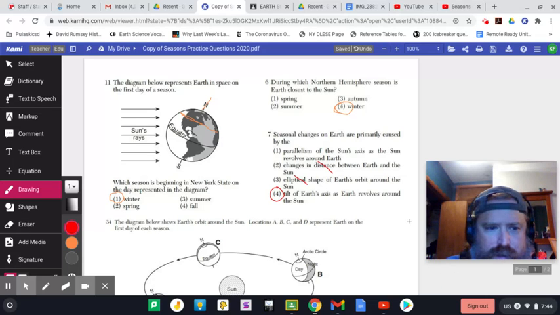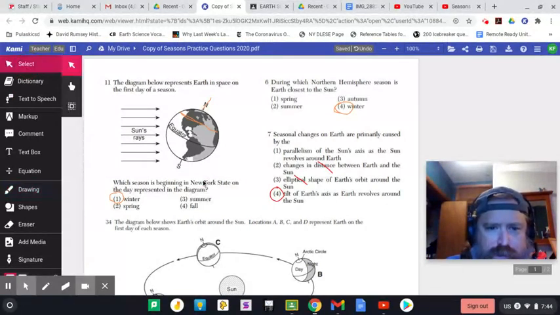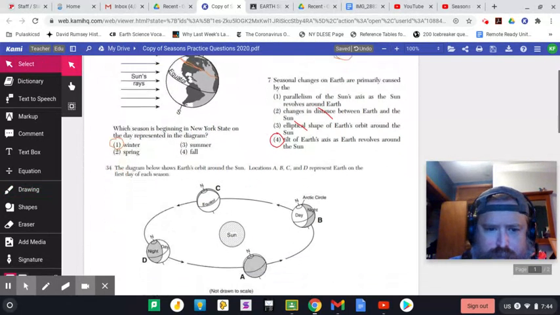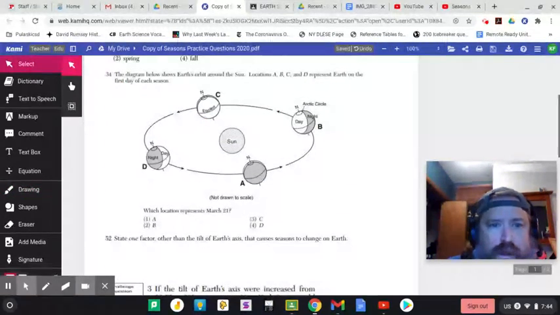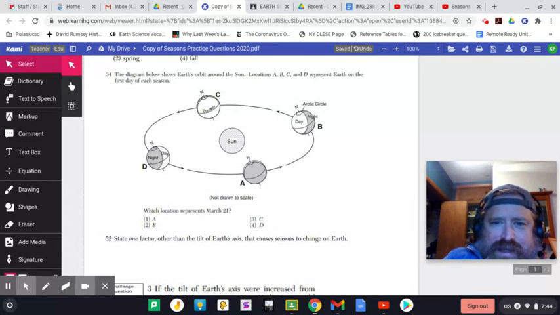All right, I want to go down. There we go. 34, the diagram below shows Earth's orbit around the sun. A, B, C, and D represent the Earth on the first day of each season. Which one represents March 21st? So a couple of parts to this one. You'd have to recognize that March 21st is an equinox. Second, you'd have to know which positions are the equinoxes, which are going to be C and A.